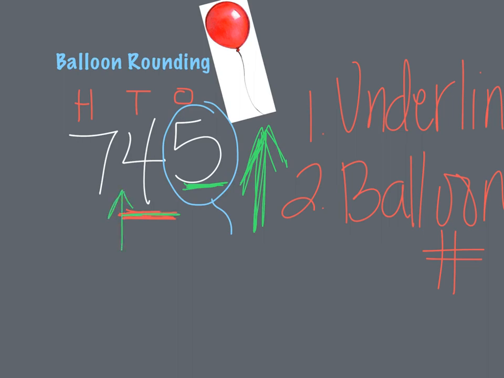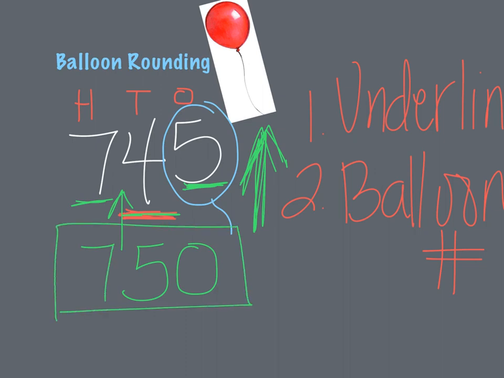So instead of 4, what number do we have now? Excellent. That 4 becomes a 5, and our balloon number will become a 0. And then whatever was in front of the number you were rounding always gets put right back. So the number 745 rounded to the tens place is 750. Let's try another one.